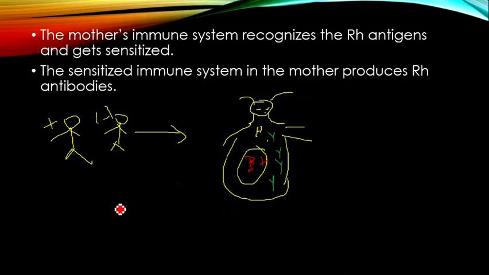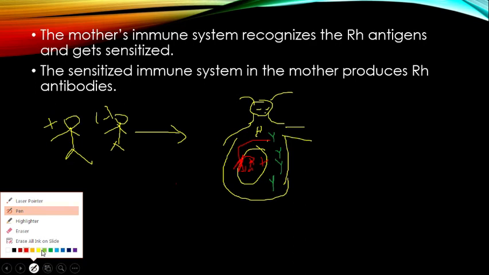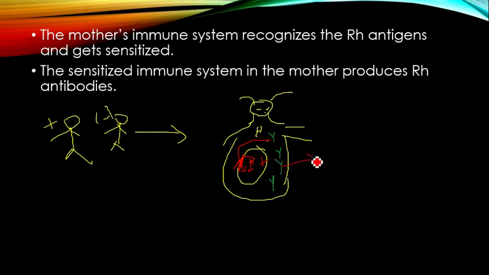This time, already preformed Rh antibodies which are present in mother blood can cross the placenta and enter into the fetus. These Rh antibodies belong to IgG type. IgG type antibodies can cross the placenta easily, but the remaining antibodies cannot cross the placenta.